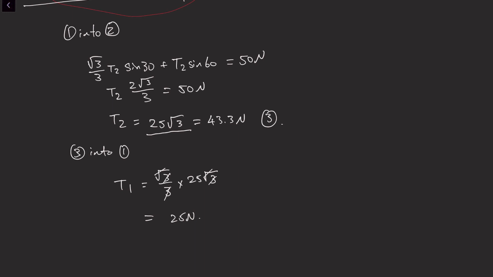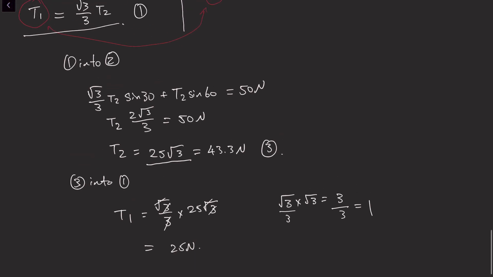If you're confused, let me do that again. Root 3 times root 3 is equal to, what is it? 3. And then we also have a 3 over here. So we have 3 over 3, which equals 1. Great. So that simplifies beautifully to 25 newtons. Great. Now you'll see, using this method, you could have gone through this entire question without using your calculator once, if all you're doing is carrying over your square roots and your 3's.